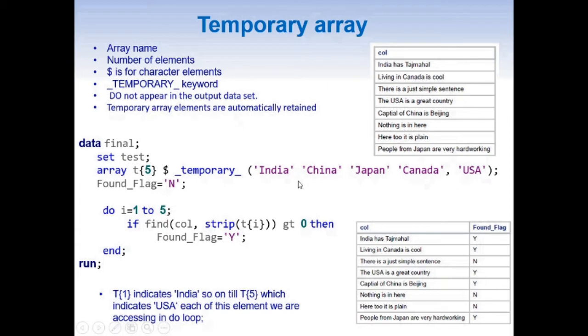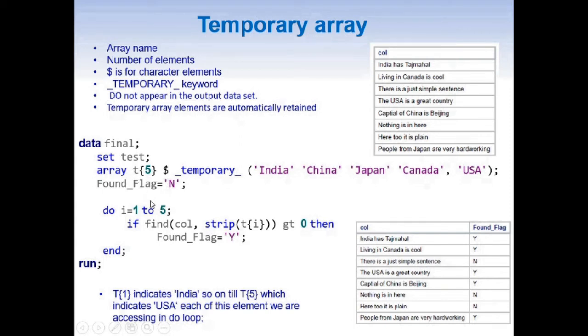And I also want you to understand one more thing here. As I said, there are 5 elements, and the first element is India, that is T1 is India, T2 is China, that is the second element. The third element is Japan, the fourth element is Canada, the fifth element is USA. We can access each of these elements with the help of a do loop and the array name.